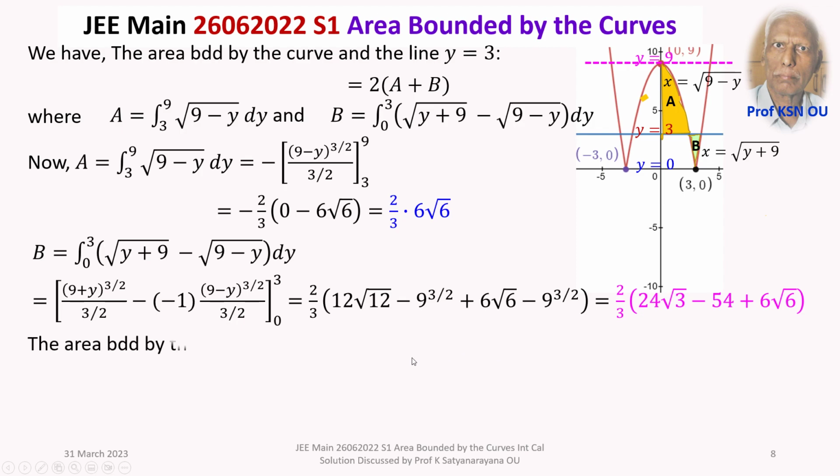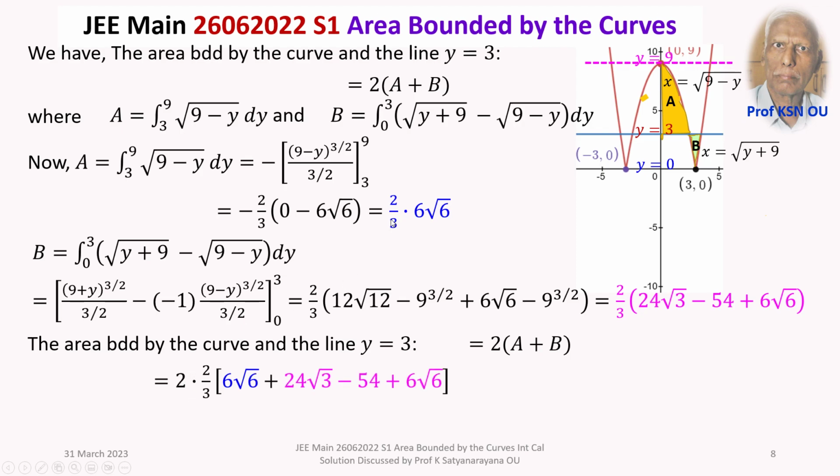Now the area bounded by the curve and the line y is equal to 3 is 2 times A plus B. In A, 2 by 3 is there, in B, 2 by 3 is there, 2 by 3 is common. For A, 6 root 6. For B, 24 root 3 minus 54 plus 6 root 6. Agreed. 2 into 2, 4 by 3 into this 6 root 6 plus 6 root 6, 12 root 6, plus 24 root 3 minus 54.